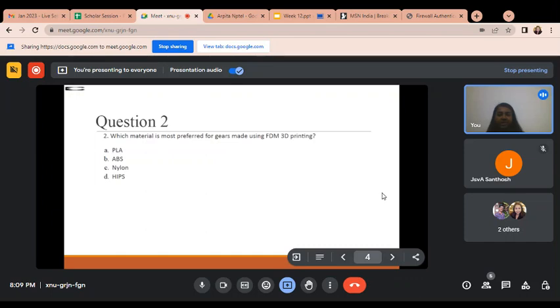If you don't know the answer, this is not an issue, but at least try. These are MCQ questions, so we are going to solve them. It will also help in your exam. Take your time and then try to give the answer. Ma'am, ABS. No, it is not ABS.